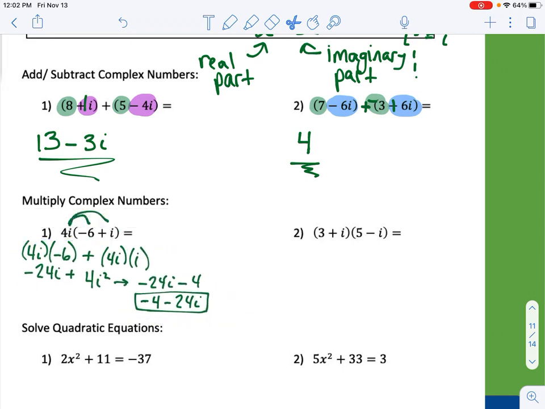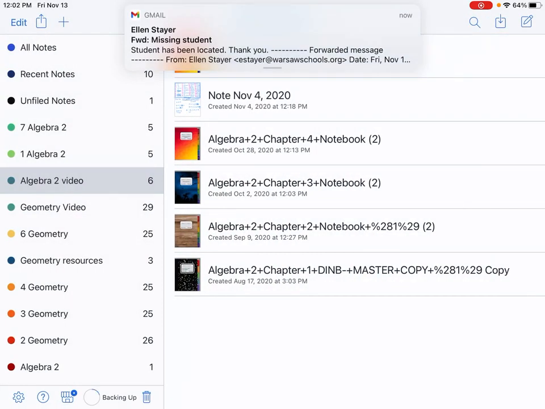I'm going to flip over to another page and do another one similar to that. So I'm creating this new note. We're going to do one similar. We're going to take 3i times negative 5 plus 2i, go from here.